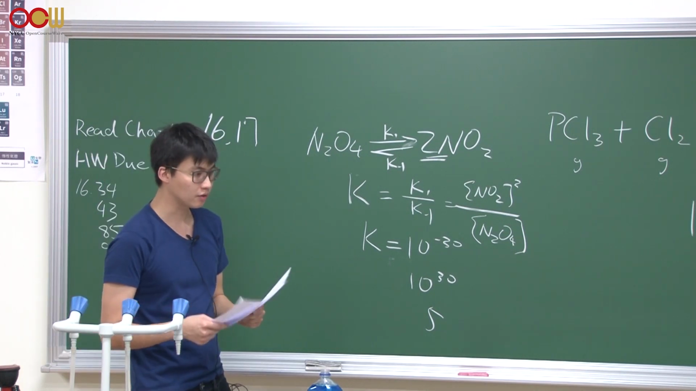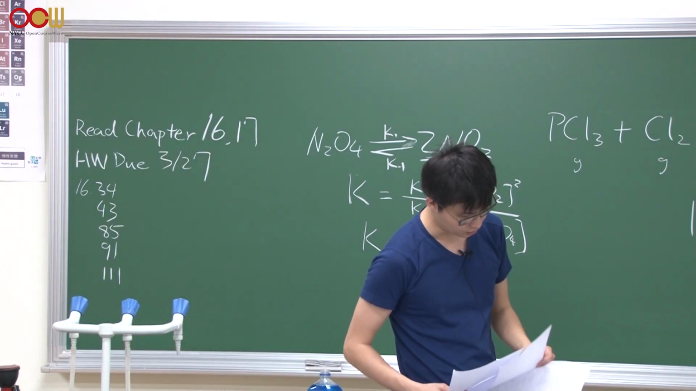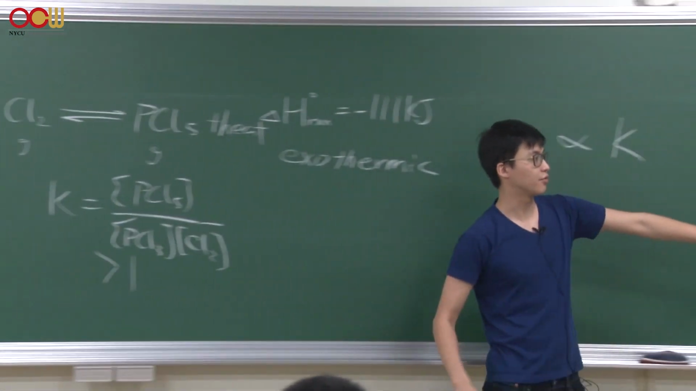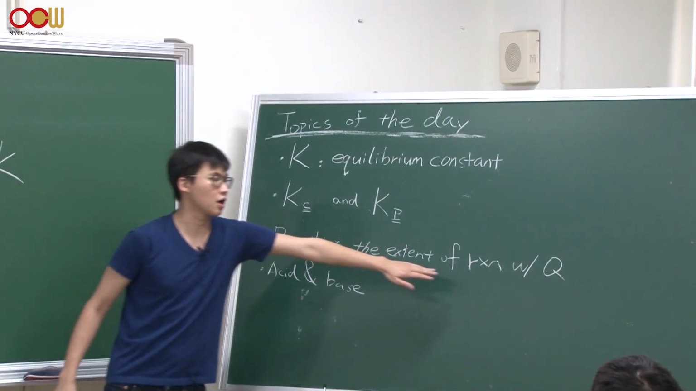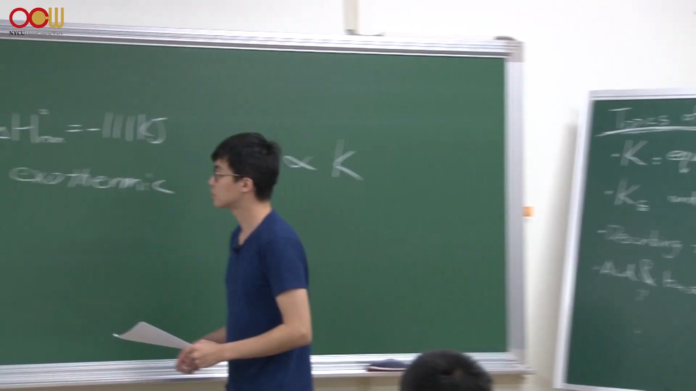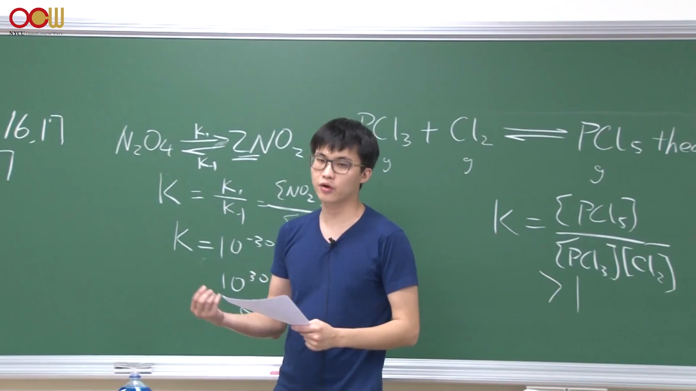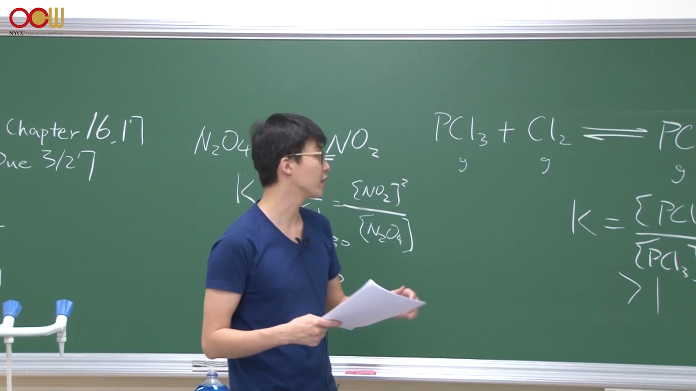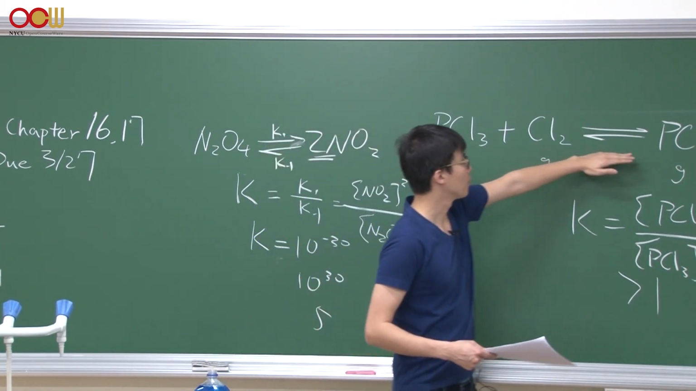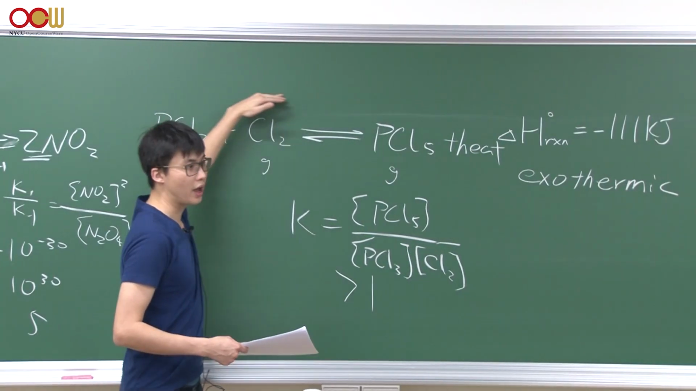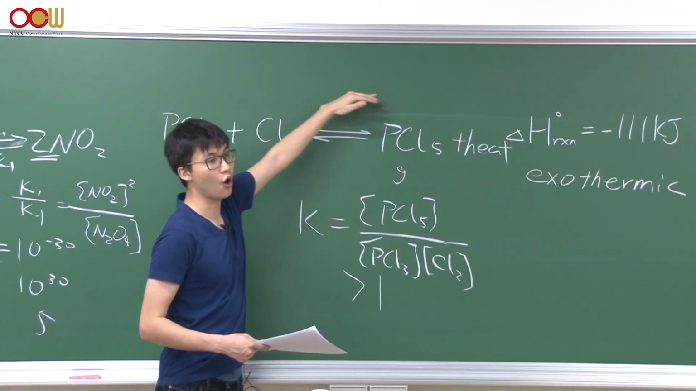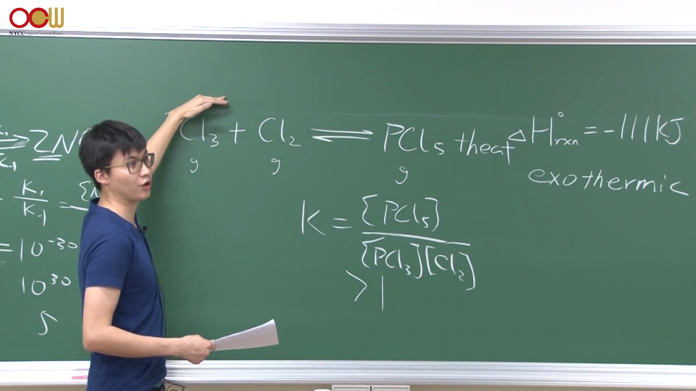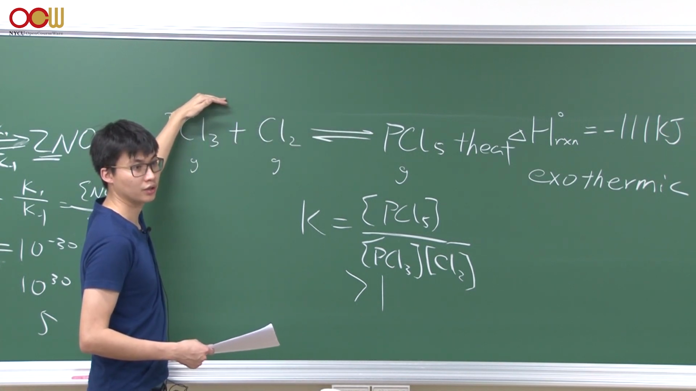Now since we talked about K, I would like to talk about how we describe the extent of reaction with what we call Q, okay? Q is another number that describes your reaction system. The reaction could go either way, and sometimes it will go over, sometimes it's not finished yet, you are at the beginning of your reaction, okay?